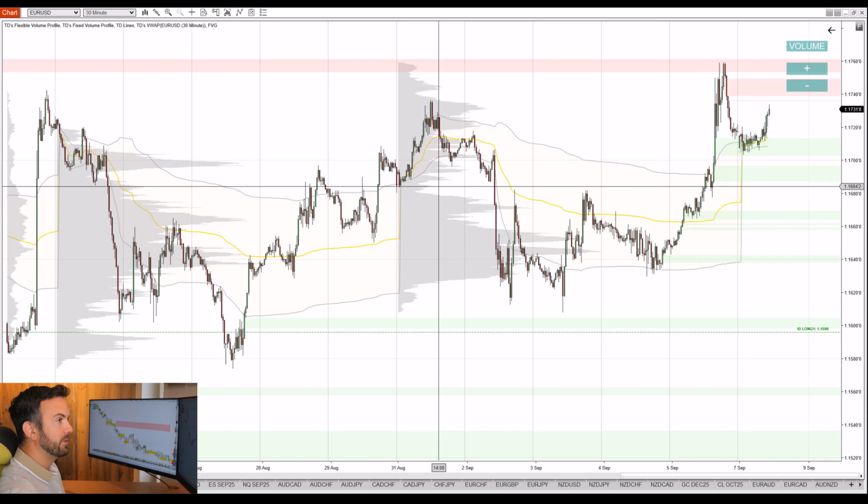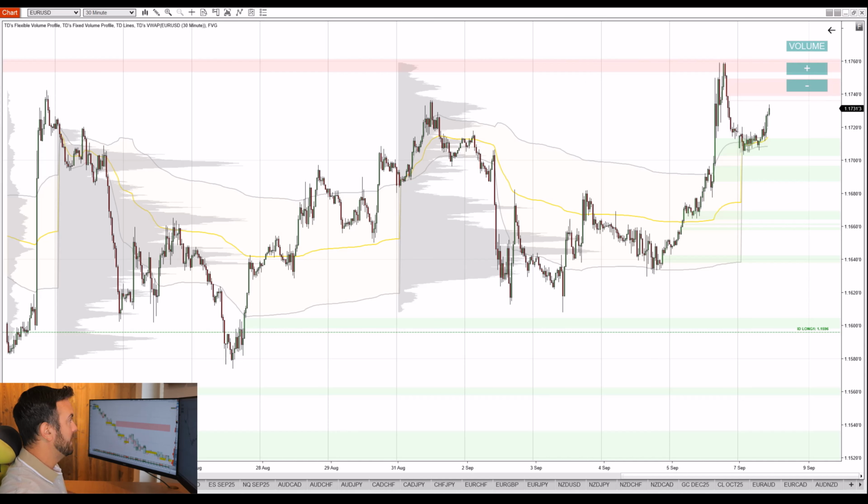What you see before you is the chart of euro dollar, 30-minute time frame. This is the NinjaTrader 8 platform with my custom-made volume profile and VWAP indicators. And what I want to talk about here is a support at 1596. The support is in here.